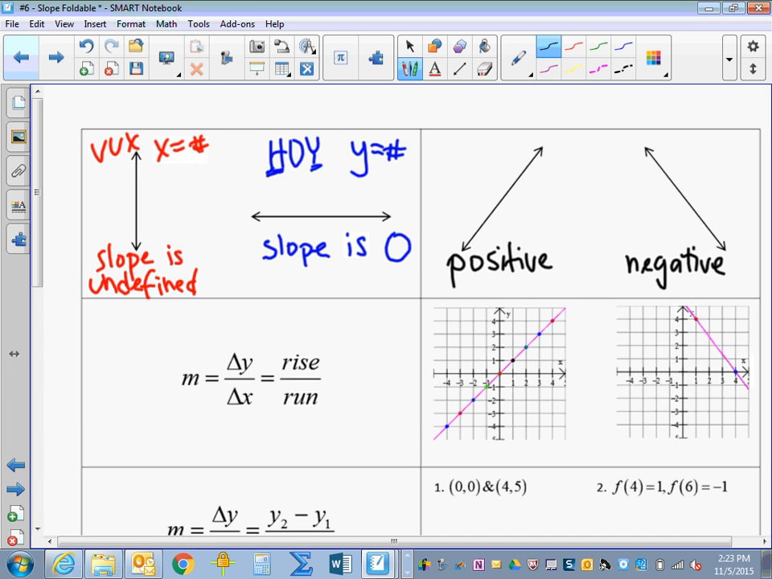All right, so if it's increasing, going up to the right, it's like we're climbing up a mountain, it's positive. And then as you're going down, it's negative, as it's declining, decreasing. All right, so those are our 4 types of slope.